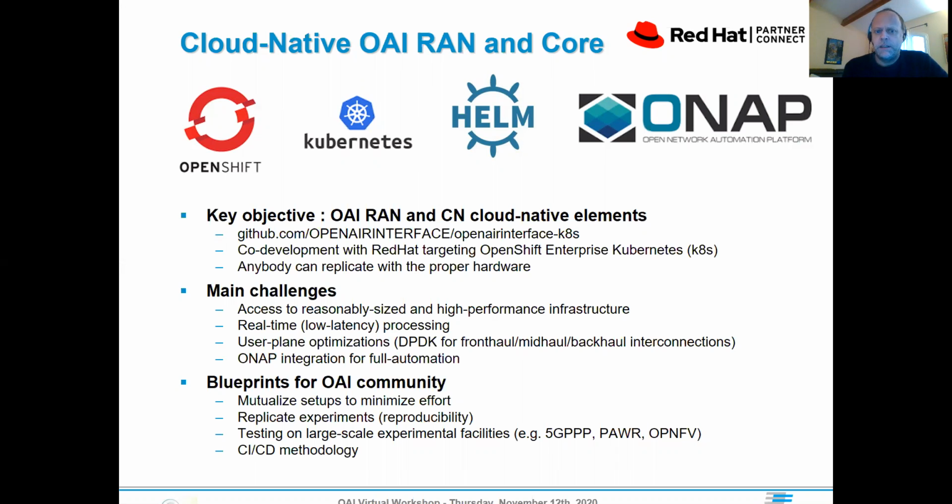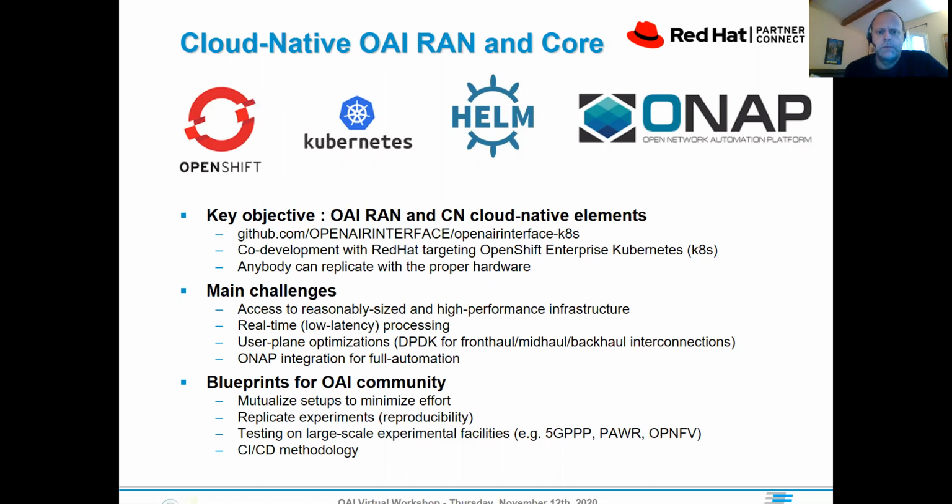So the key objective in this has been, we've been developing this over the last 2 years, in partnership with Red Hat, to bring the OpenAirInterface RAN and core network components into some of the cloud native tools that Red Hat is proposing. And there is actually a GitHub now called OpenAirInterface K8s, which represents the bulk of this work. And this is really a co-development with Red Hat today, which targets the OpenShift Enterprise Kubernetes solution. And anybody can actually replicate this today with the proper hardware.